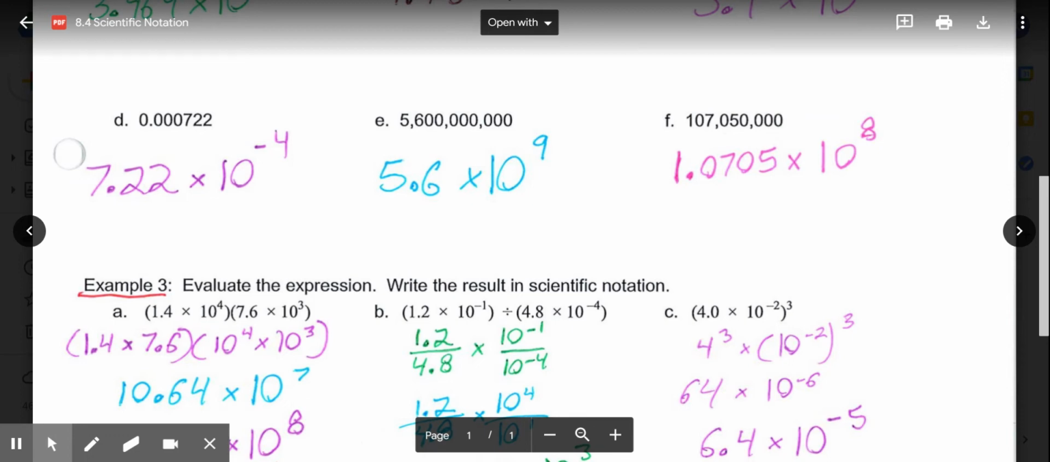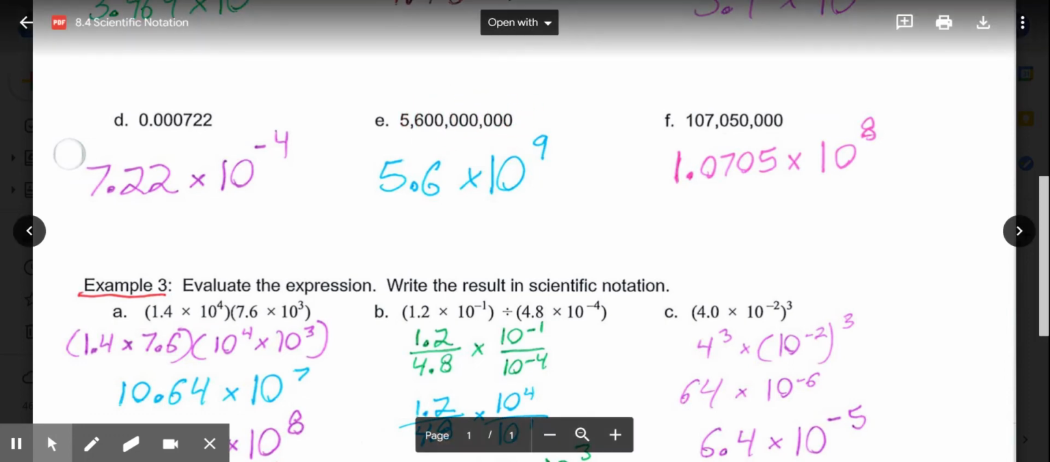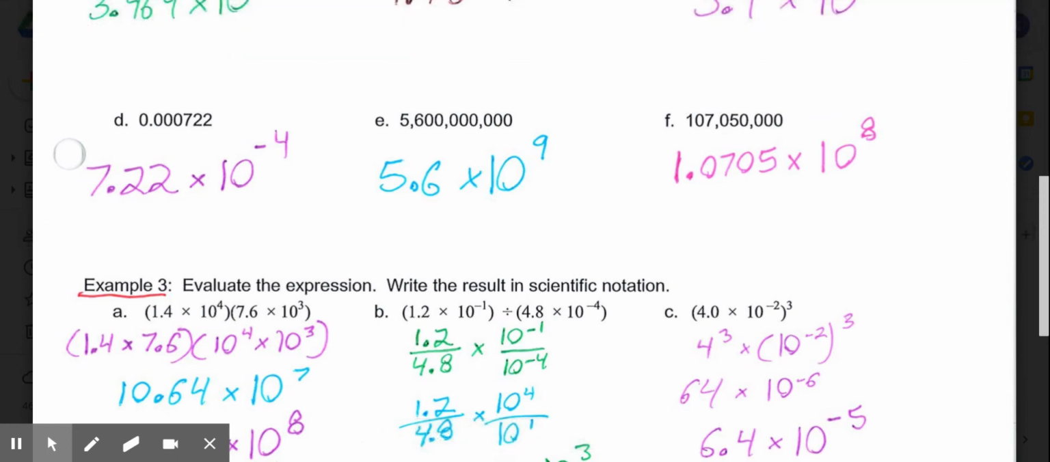In E, we have the thousands, millions, billions, trillions. So we have 5,600,000,000,000. To rewrite that in scientific notation, we get rid of all the trailing zeros here. So we drop the 8 zeros, and then we have 5.6 times 10 to the 9th.